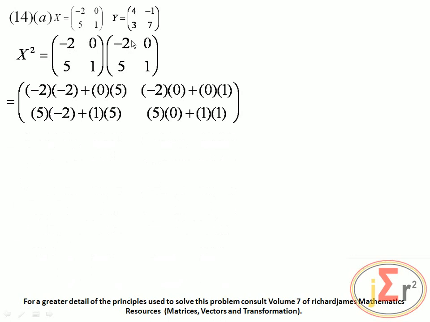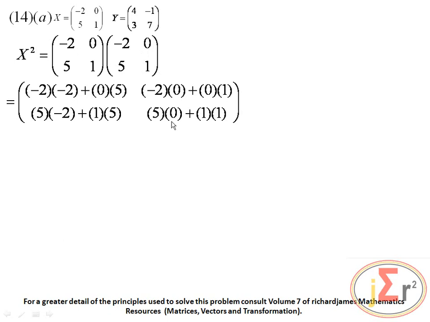Negative 2 times negative 2 plus 0 times 5, right there. And the answer goes to the upper left. The upper times the right: negative 2 times 0, 0 times 1. And the answer goes to the upper right. Now we have the lower multiplied by the left, and the answer goes to the lower left: 5 times negative 2 plus 1 times 5. Finally, the lower multiplied by the right, the answer goes to the lower right: 5 times 0, 1 times 1. So we have that right there.